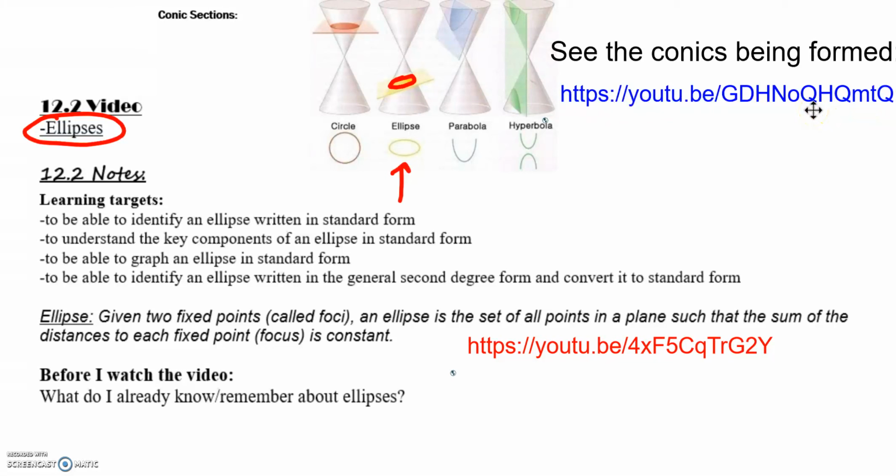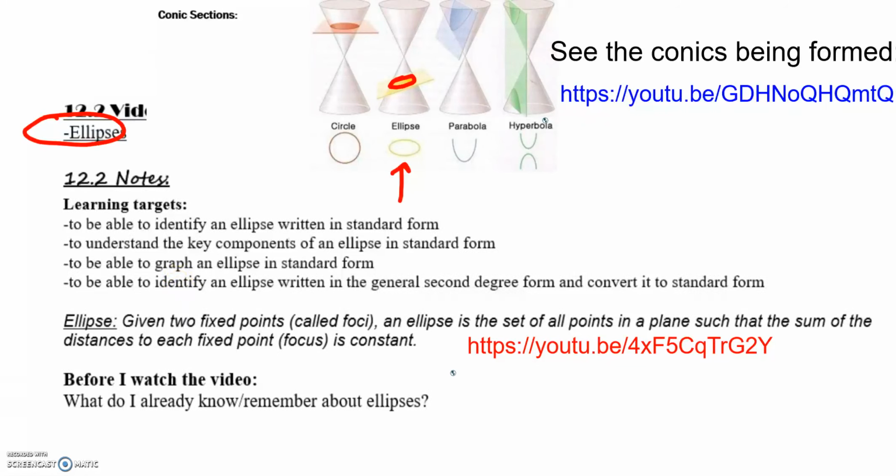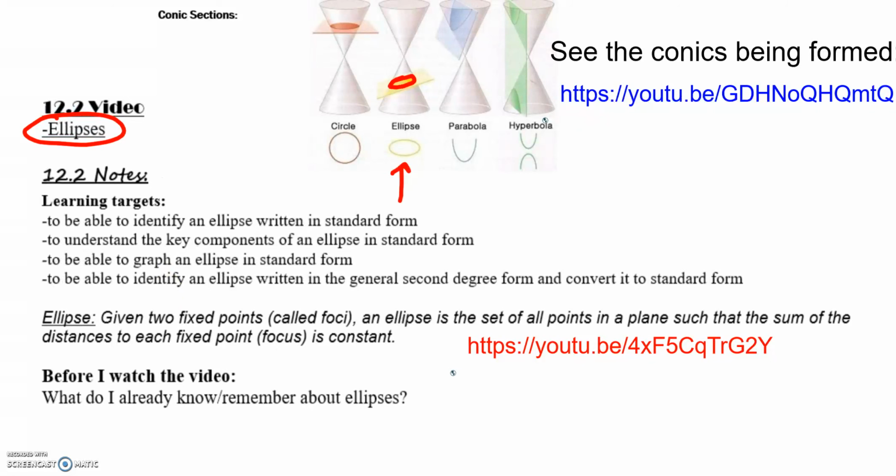But also, what we would like to do with the ellipse today is talk about how we can graph it if it's in standard form, like the circle. We also want to talk about and identify an ellipse when it's not necessarily in standard form, so we may need to complete the square again today. If it's a general second degree, when to recognize it, and how to convert it to standard form.